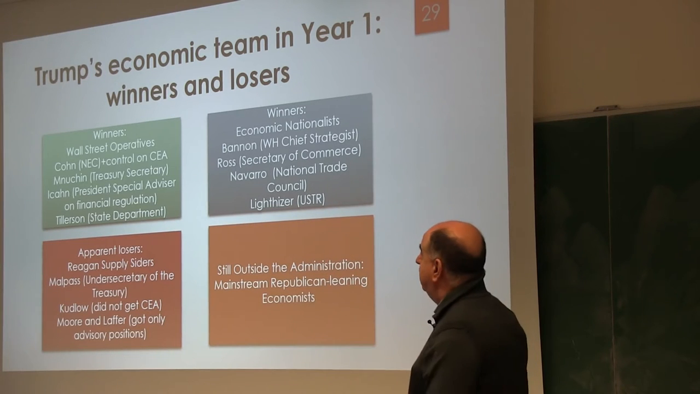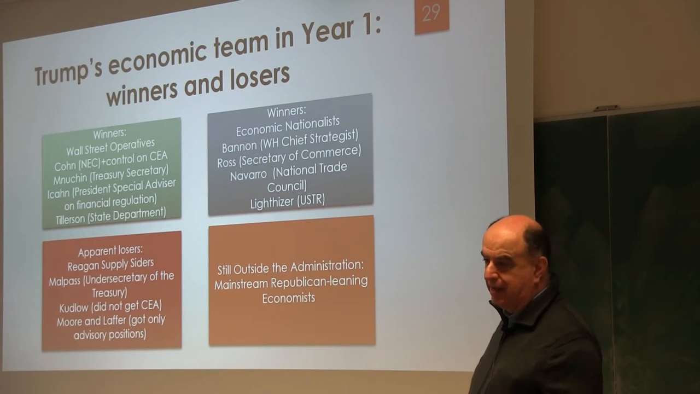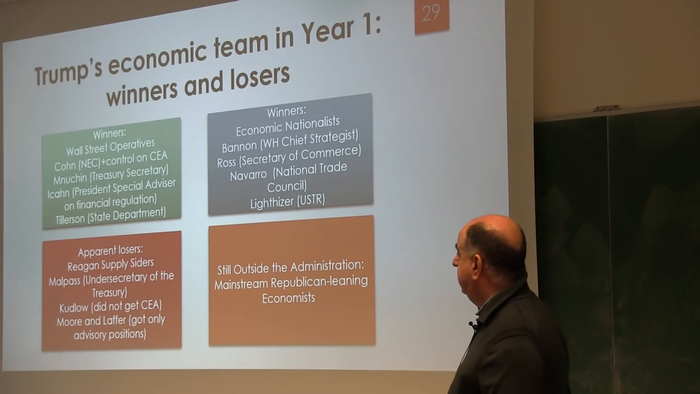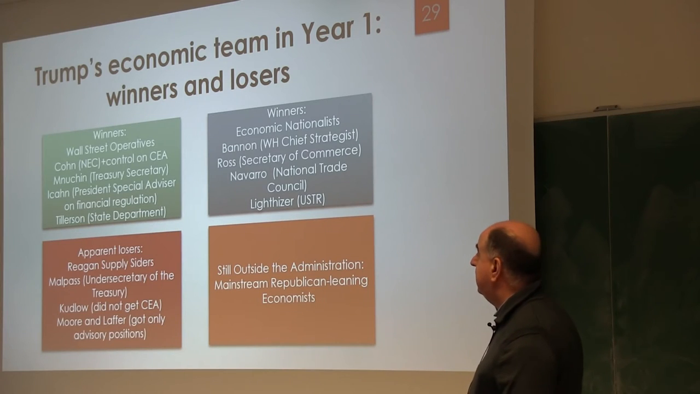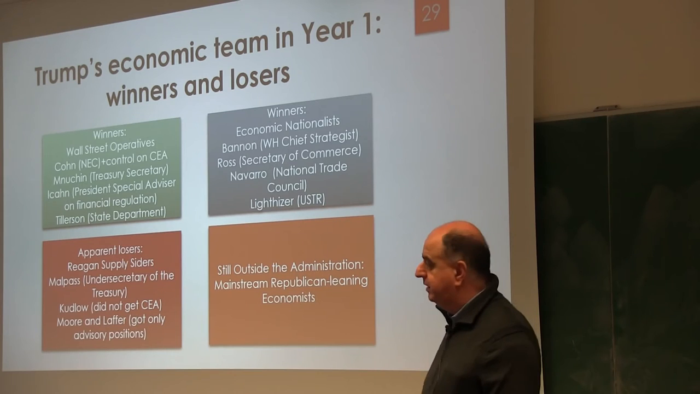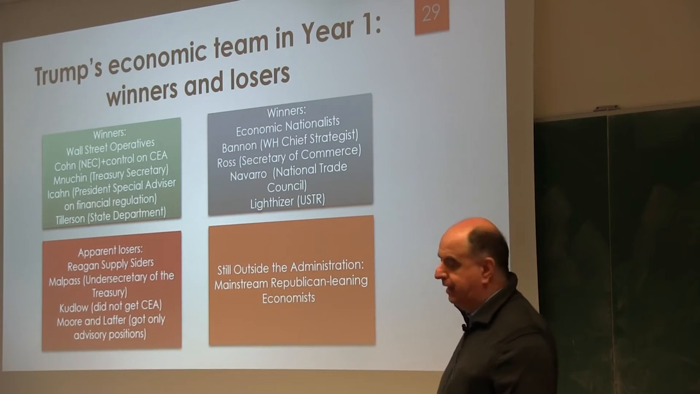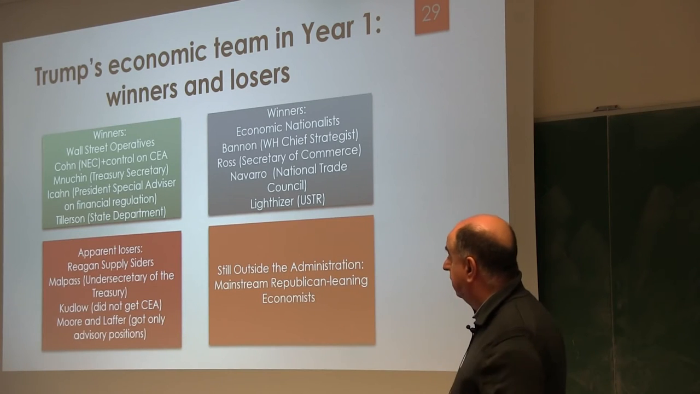Bannon was the White House chief strategist. Ross became Secretary of Commerce, which carries out trade policies. Navarro was the head of the newly created National Trade Council, and Lighthizer is the chief negotiator to renegotiate trade deals with NAFTA, Mexico, Canada, the European Union, and so on.